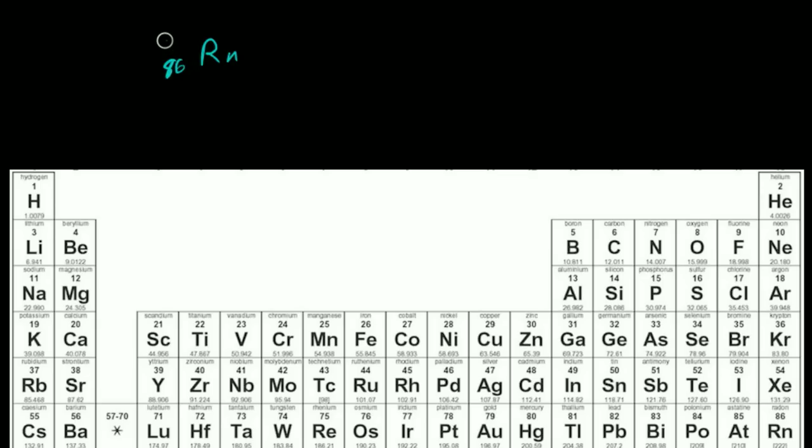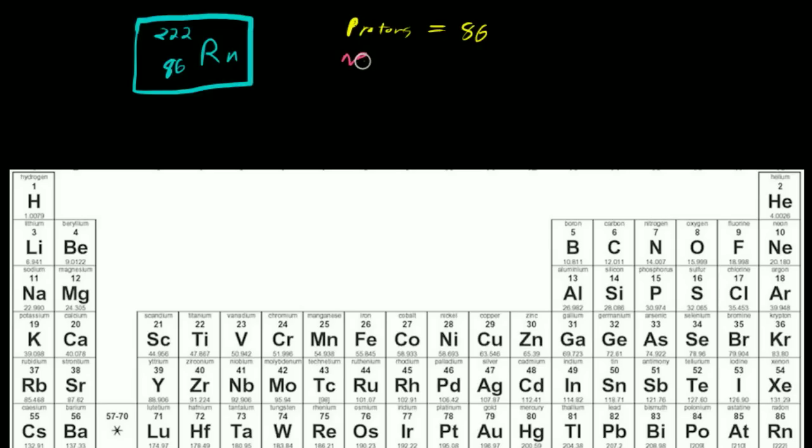And let's say the isotope we have is 222. So that is our isotope. It says that we have 86 protons, and let's just start writing this down. So protons, we have 86 of them. How many neutrons do we have? Well, it's going to be 222 minus 86, right?